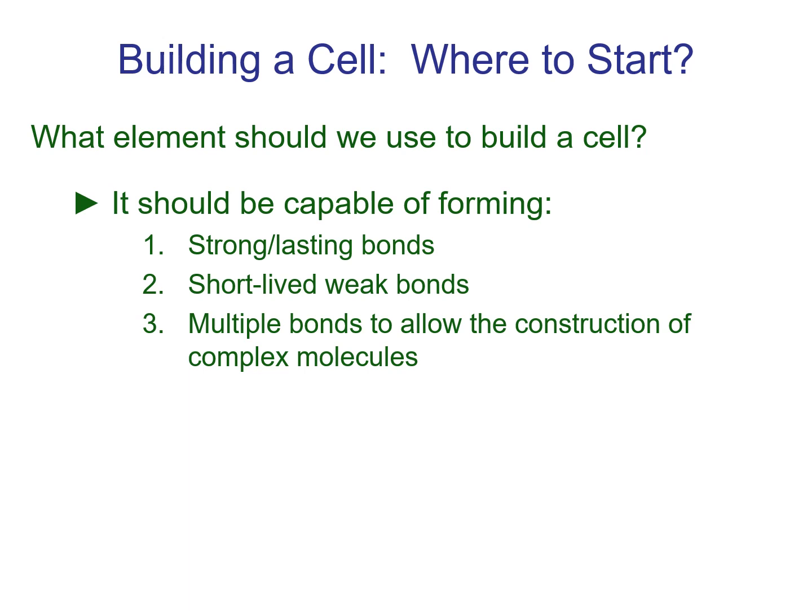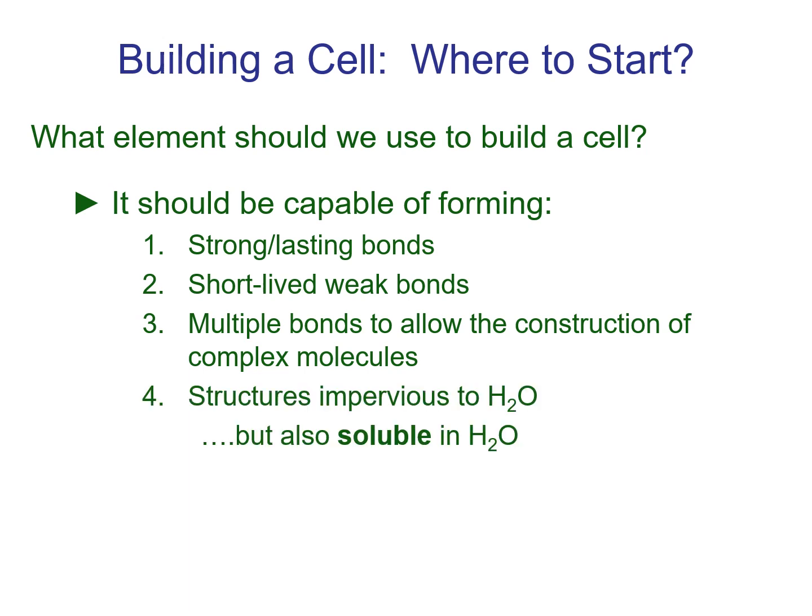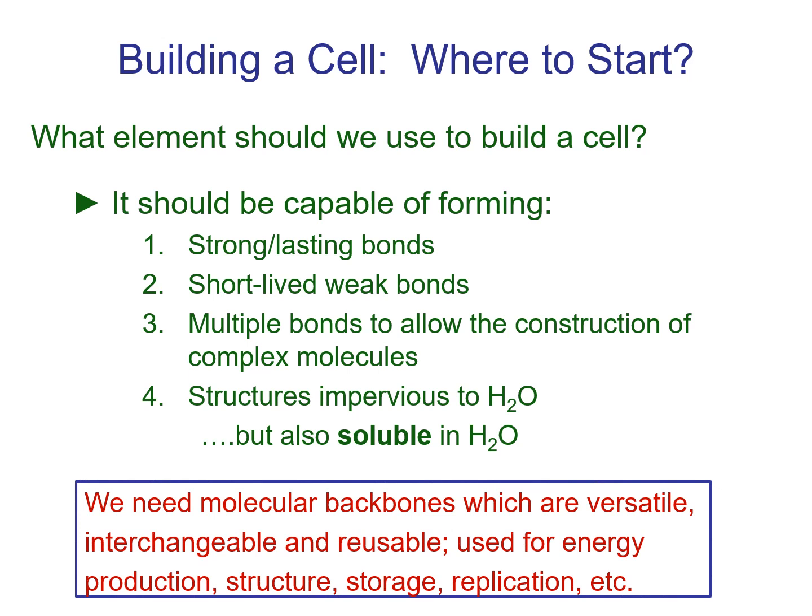We need an atom that can form many bonds, so it can stick itself to many other things, and that allows for the construction of complex molecules. We need to build some structures that are impervious to H2O, so they don't dissolve in water. But then we need to make some others that are soluble in water, because most of the chemistry of life happens in water. So we need molecular backbones that are versatile, interchangeable, reusable. They can be taken apart for energy production. They can be used for storing energy. They can be used for replication, etc., etc., etc.